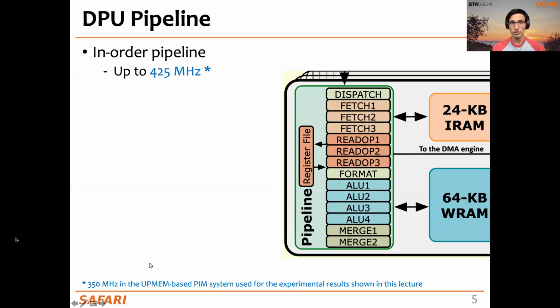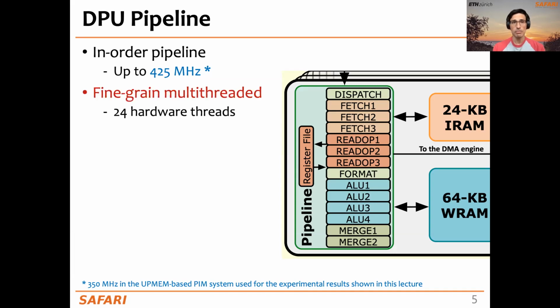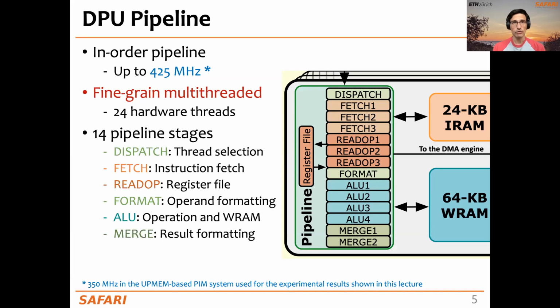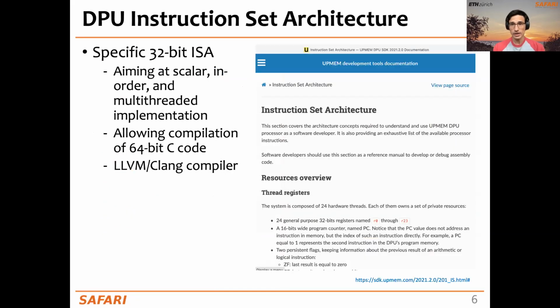In the current generation of this architecture, this is an in-order pipeline that can run at a frequency of up to 425 megahertz, and it's a fine-grained multi-threaded pipeline with 24 hardware threads. Remember as well that there are 14 pipeline stages in this pipeline. In this pipeline, we execute instructions from the ABMEM instruction set architecture that is a specific 32-bit ISA. Remember as well that it's possible to compile 64-bit C code.